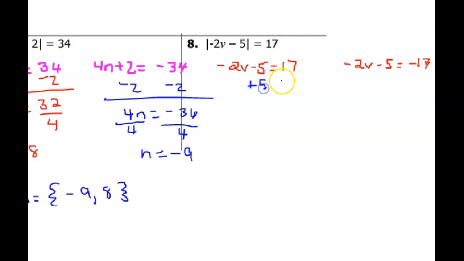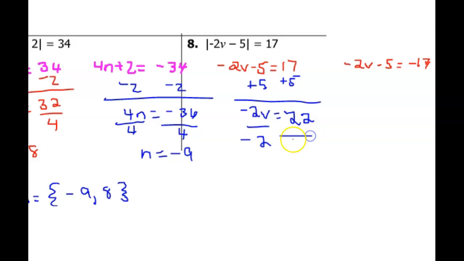Now I am going to go to the left side and go through my steps. I'm going to add 5 to both sides of the equation, okay? So I end up with negative 2v equals, let's see, 22. And then I'm going to divide by negative 2, and I end up with v equaling negative 11.